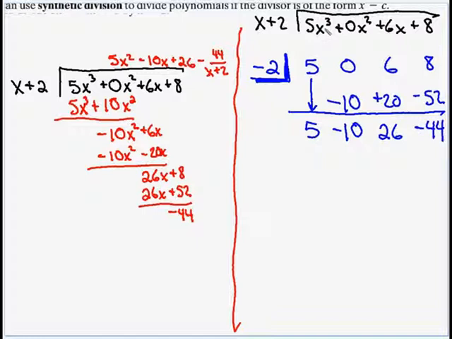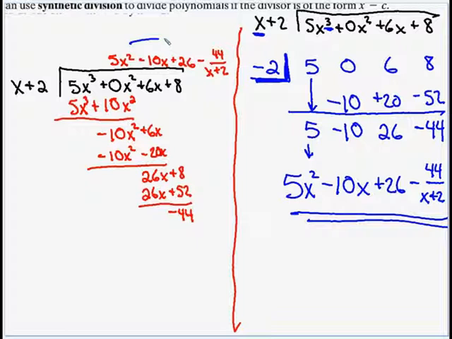I started with an x to the third here, and I divided by an x to the first, so that gives me x squared. That tells me this first number 5 is 5x squared, and then my exponents will go down. Minus 10x to the first, plus 26 with no variable at all, and then minus 44 over the quantity x plus 2. Look at that answer, and look at this answer. Exactly the same. Synthetic division for most people is much easier.